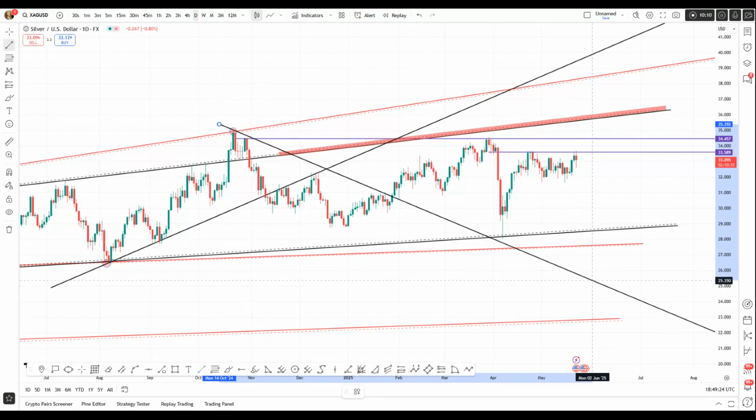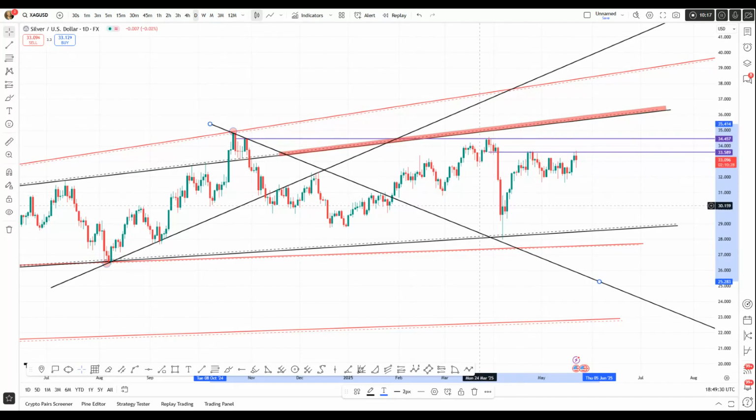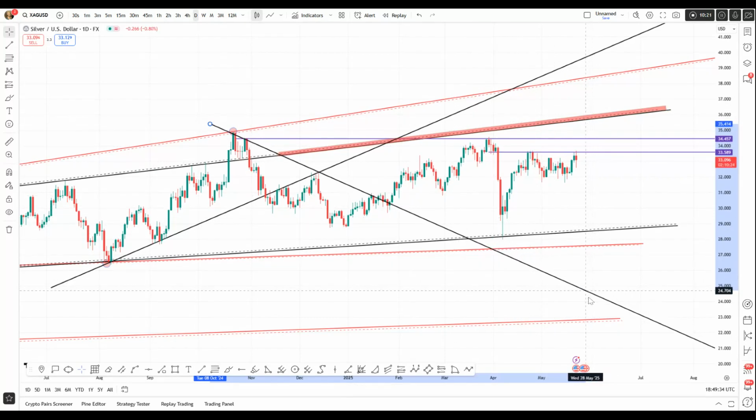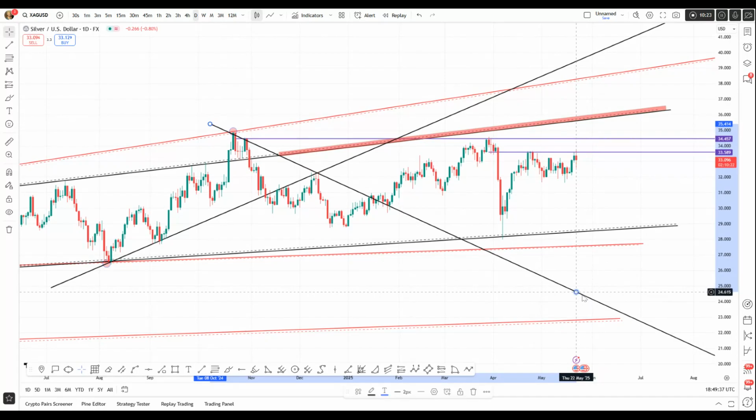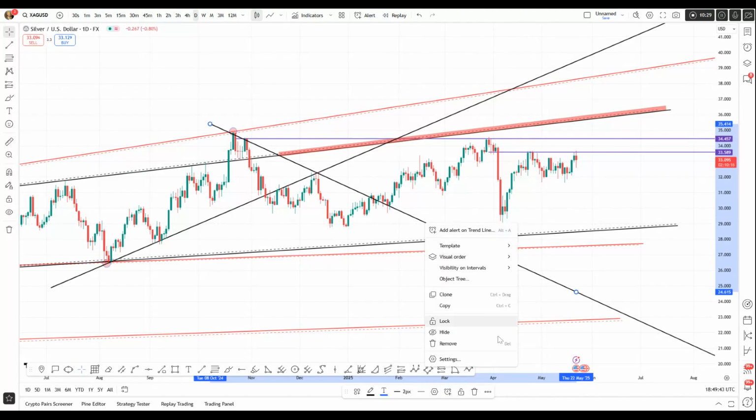So it looks like a breakout. Do we really need it? We don't need this. We don't need it. But it's a breakout. After that breakout, retest and price have gone on to print a new high. We don't need this data.